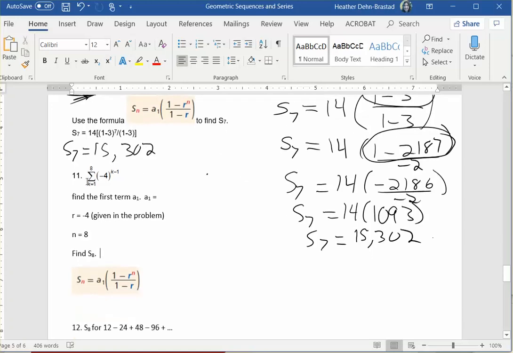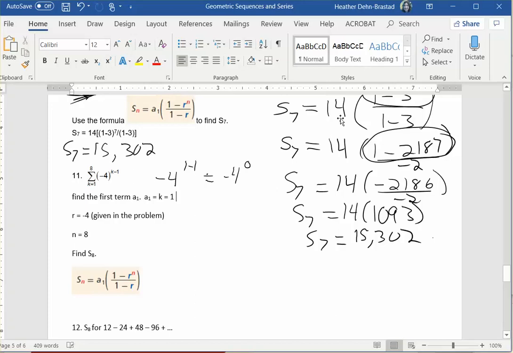Now let's look at one that's in summation notation, like number 11. This is telling us that we want the sum of the terms from 1 to 8 of this expression, negative 4 to the k minus 1. So the first thing we have to find is the first term, which is when k would be equal to 1. So if I put a 1 in here, I would have negative 4 to the 1 minus 1, which is negative 4 to the 0, which is equal to 1.